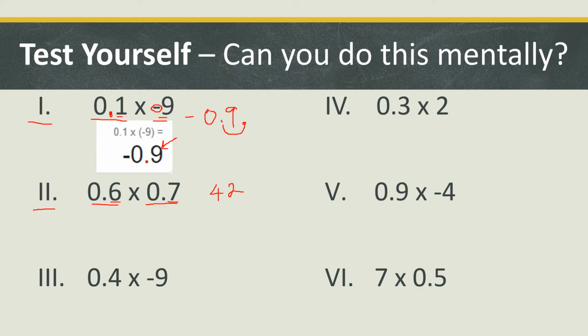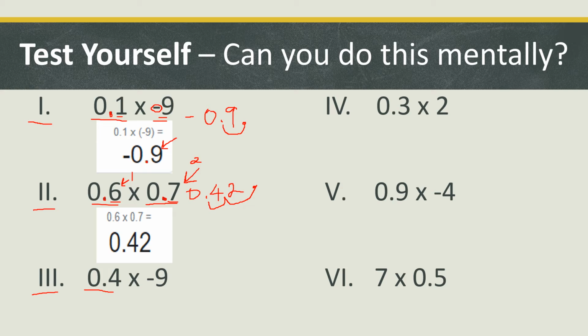But then we need to add the decimal point also. So there are 2 decimal points in the question in total. So there is one digit after the decimal point and another one here. So in total we've got 2 digits after the decimal point. So we have to move this decimal to the left 2 times. And when we do so, we'll get 0.42. Let's move on to the third question.